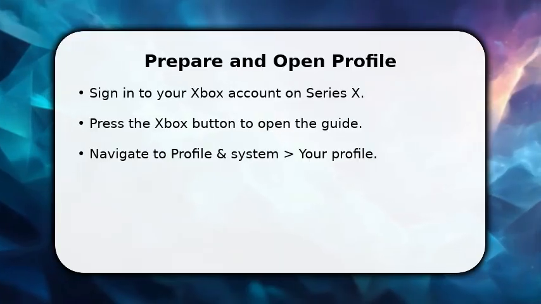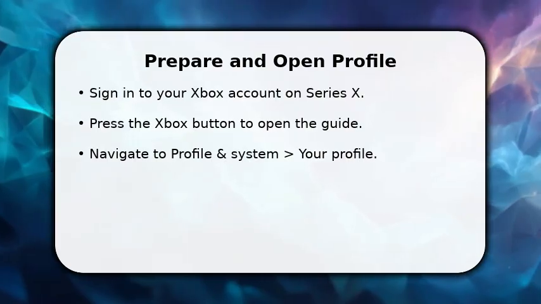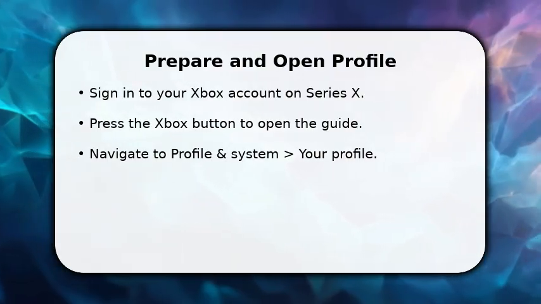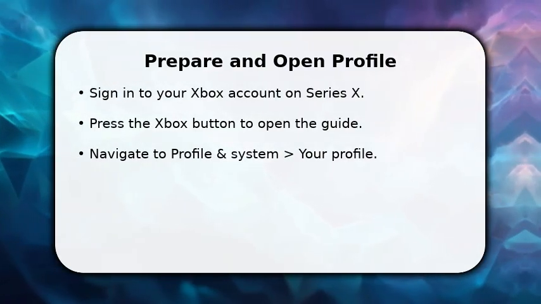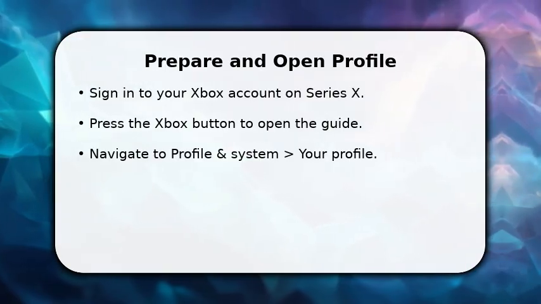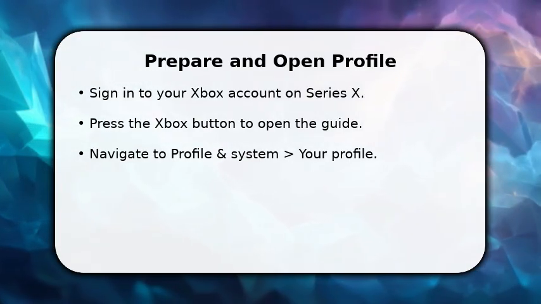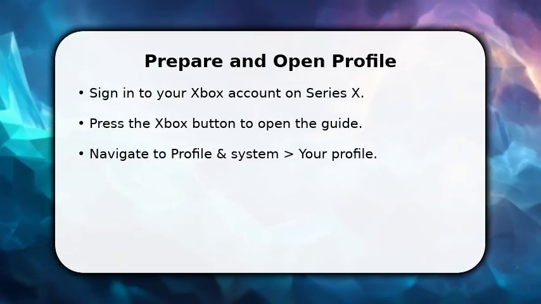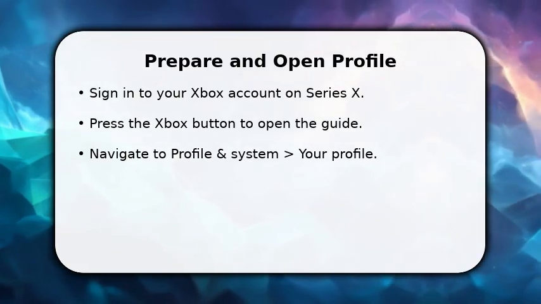You start by signing into the Xbox Series X with the profile you want to change. This ensures your settings save to the right account. Press the Xbox button to open the guide, then move right to Profile and System. Select your profile to open customization options.